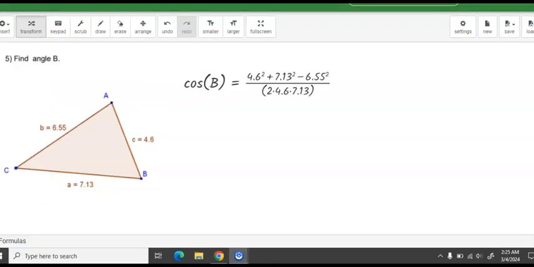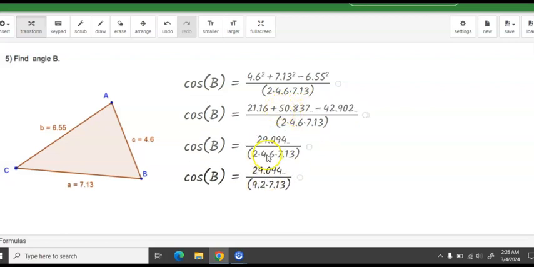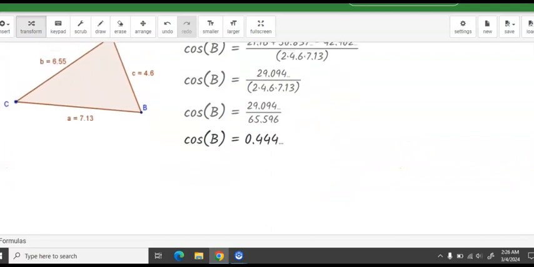So in our last problem, we're looking for angle B. So that means this side here is going to be the subtraction problem. So I get 4.6 squared plus 7.13 squared minus 6.55 squared, all divided by 2 times 4.6 times 7.13. So if I go ahead and simplify the numerator, and the denominator, I end up with a decimal number of 0.444.